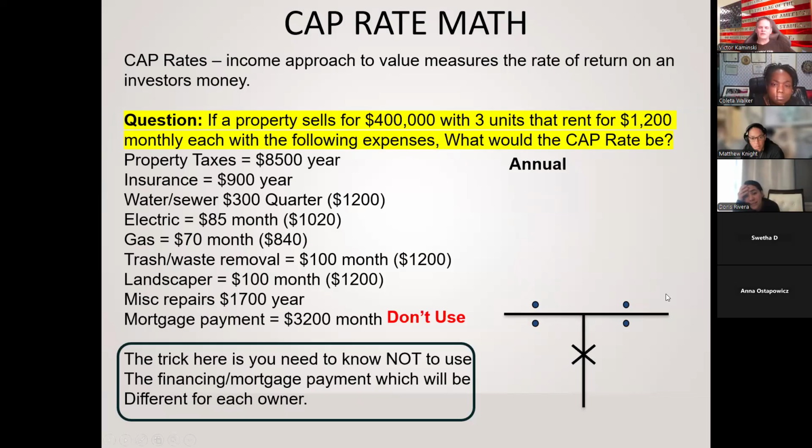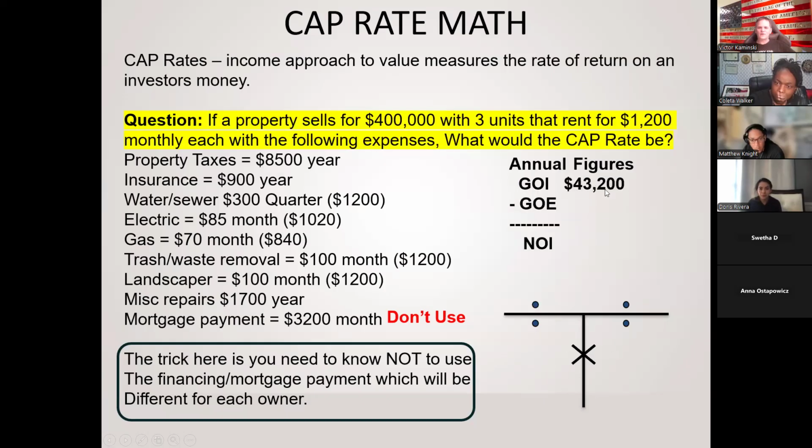The net income, and how do we calculate the net? I think you're going to have to take all these expenses and add them. Okay, you add up all the expenses, make sure they're annual. You've got some here that are monthly, quarterly, annual. Add them all up, make sure they're all annual expenses, except for the mortgage payment. Don't use that because that'll be different for the next owner. And so then we take those annual figures, the income minus the expenses, and we're left with the net.